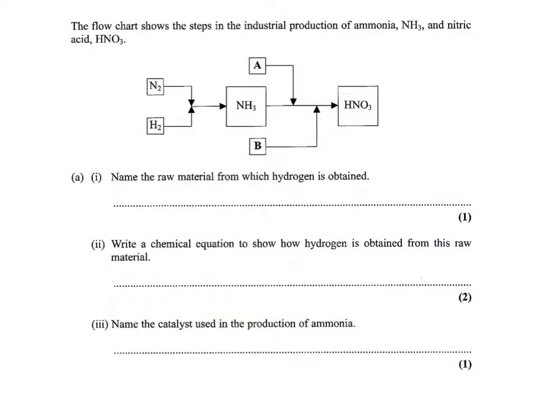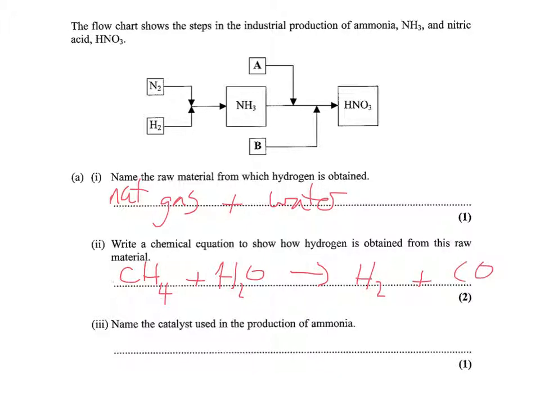Now, I've just included a quick question about the production of ammonia with some real fringe bits on the syllabus here. The raw material from which hydrogen is obtained is actually obtained from the reaction of two substances. You need natural gas and water. And natural gas contains methane. And the methane reacts with the water to produce hydrogen and carbon monoxide.